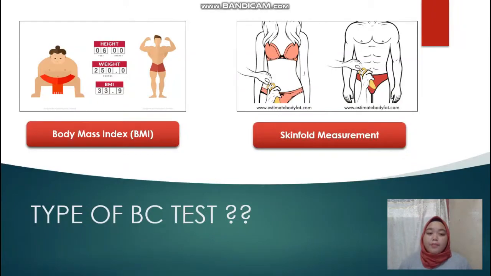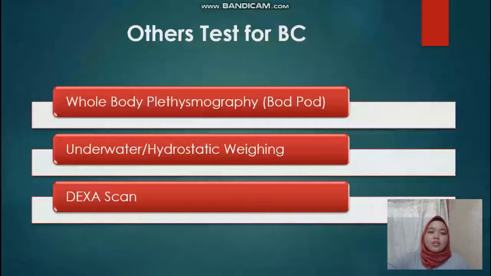There are several types of body composition tests. First, body mass index, BMI. Second, the scale for measurement. These two tests are very common in our daily life. The other tests for body composition are whole body plethysmography, BOD POD, underwater or hydrostatic weighing, and the last one is DEXA scan.